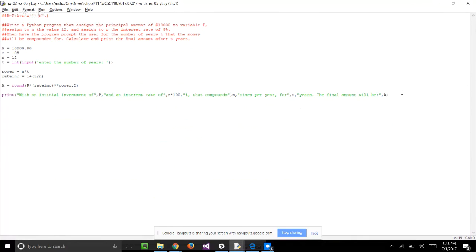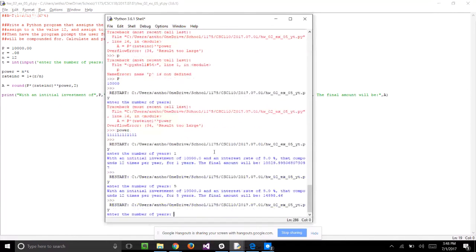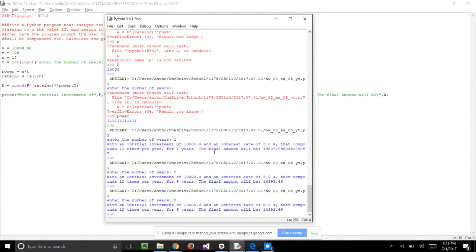All right, I'm just going to go ahead and run that, and it's asking me for how many years. I'm going to go ahead and say 5, and that gives me $14,898.46. So with the initial investment of $10,000 at an interest rate of 8% that compounds 12 times per year for 5 years, the final amount will be $14,898.46.